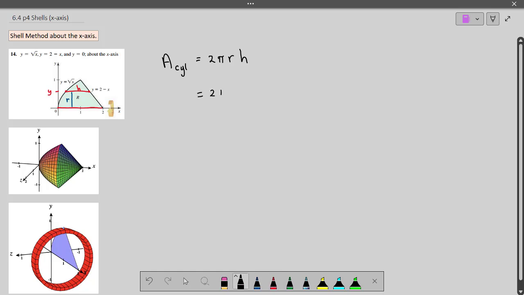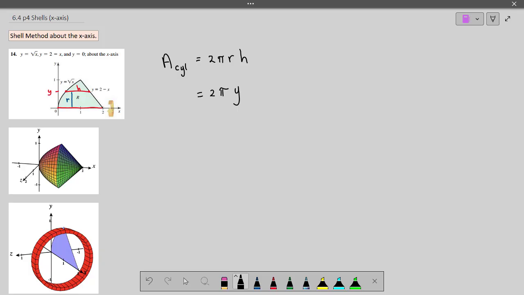So 2 pi, the radius is this distance right here. What is that distance right there? Y. Right? That's what y means. When we draw a random element at height of y, that means we're y units from the x-axis. The radius is the distance down to the x-axis, which is y. So y is the radius. So that's going to plop in right there.